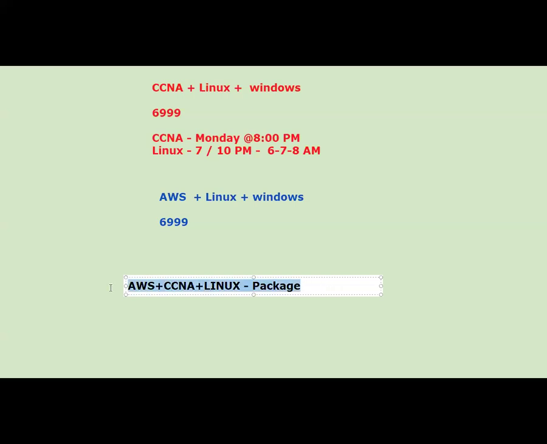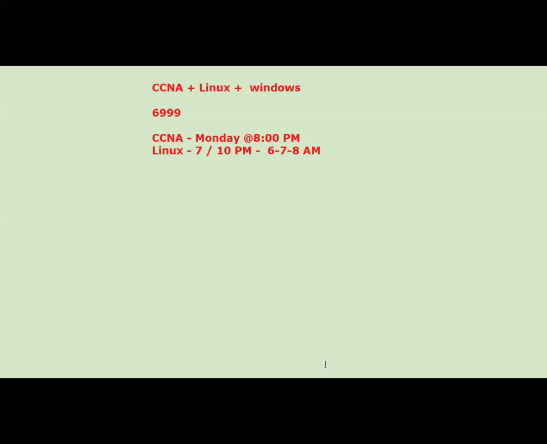I'm adding everything, but I just want to remove this as well as the AWS plus Linux package, because right now we are in a demo session where we just need to focus on the CCNA part and the Linux administration part. So CCNA will be starting from Monday at 8 p.m., my friend, and Linux will again be next week at some other time. But again, just try to go with AWS also, Amazon Web Services also.